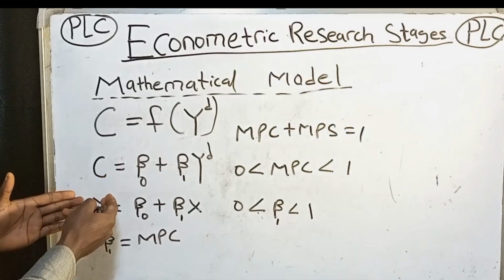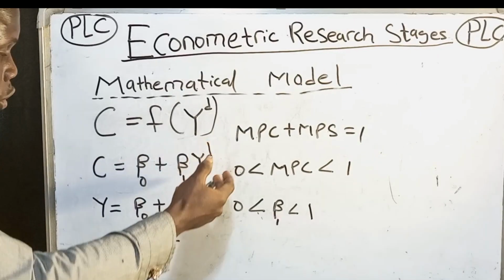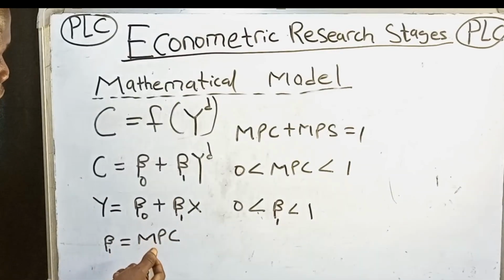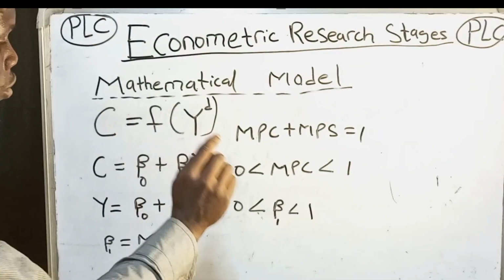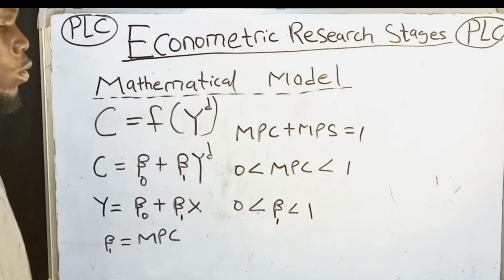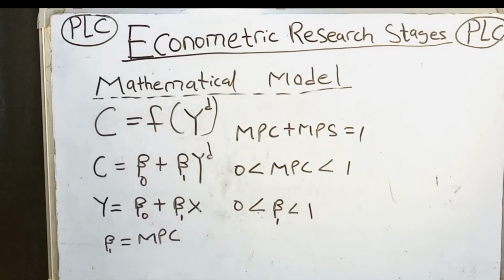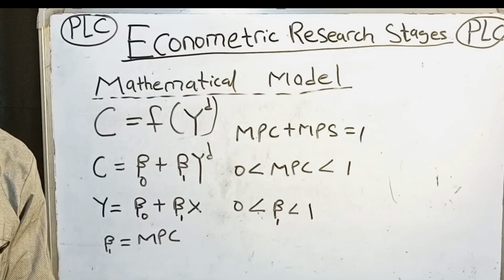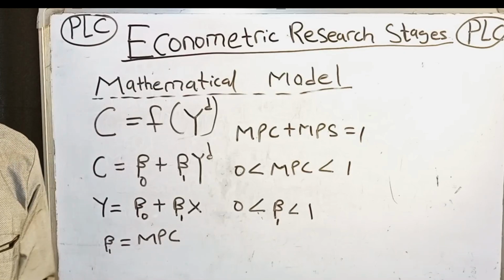Now, if we equate consumption to be Y, and disposable income to be X, then beta 1 is equal to the marginal propensity to consume, which this hypothesis explains as being greater than 0 but less than 1. To get it more clearly, it is important to have a working understanding of what constitutes a mathematical equation, or rather a mathematical model.